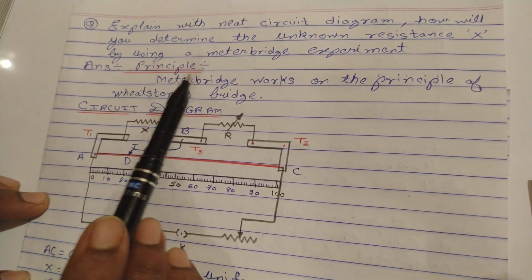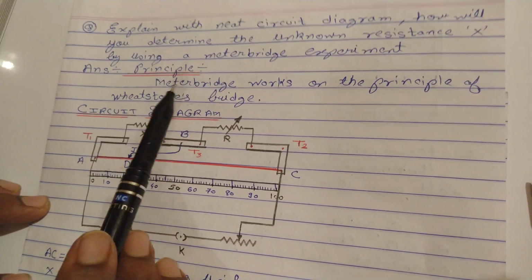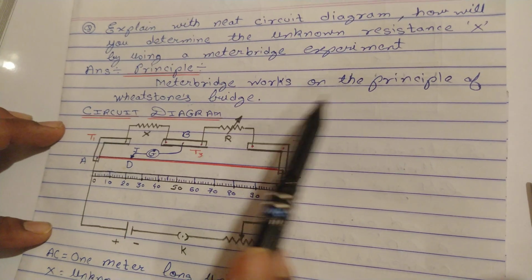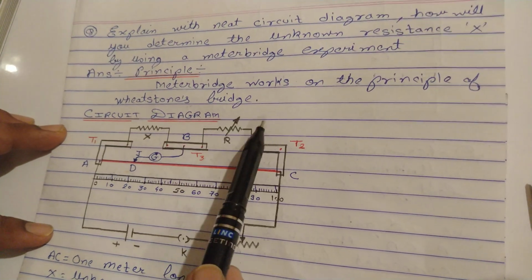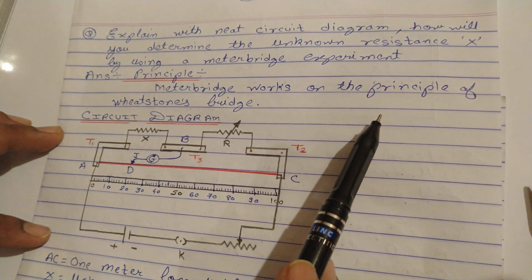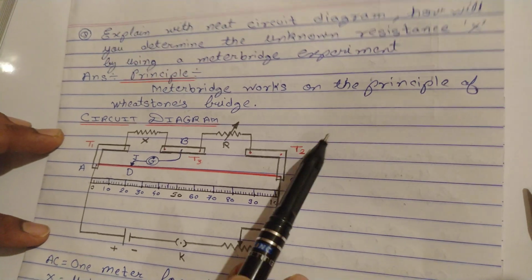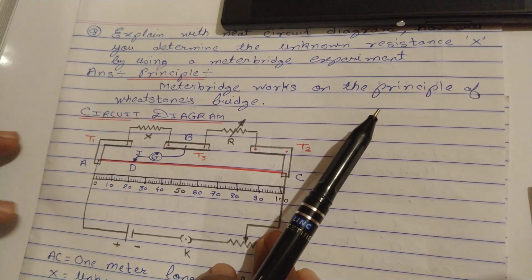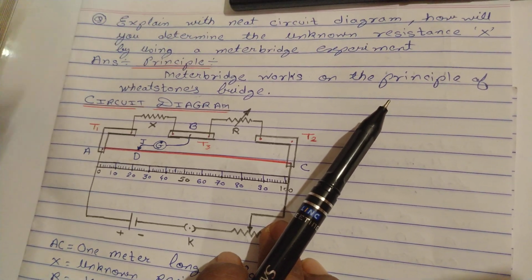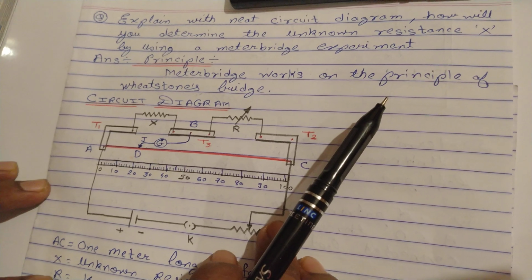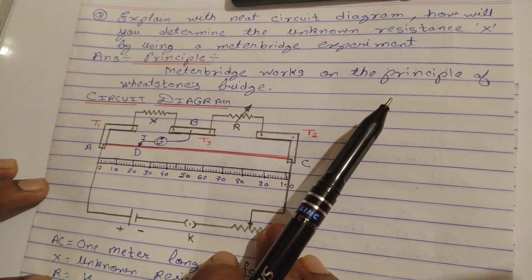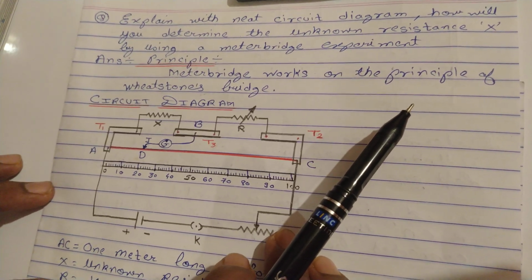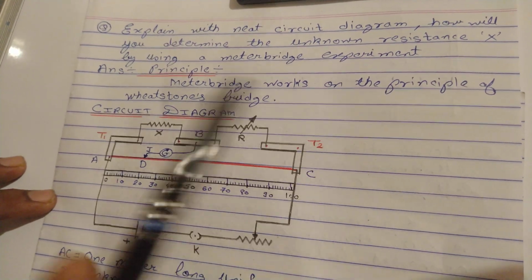I have written the principle of the meter bridge. Meter bridge works on the principle of Wheatstone bridge. What is the principle of Wheatstone bridge, students? The principle of Wheatstone bridge is: when the bridge is balanced, the current through the galvanometer is always zero. The same principle we are going to apply over here.